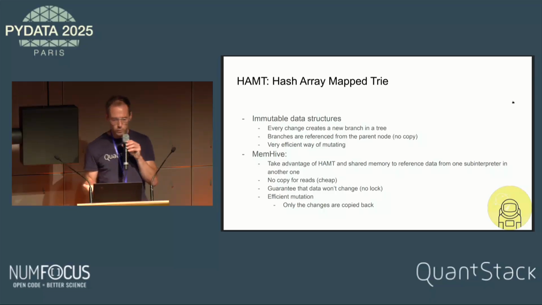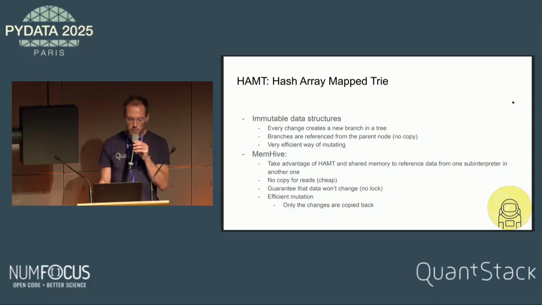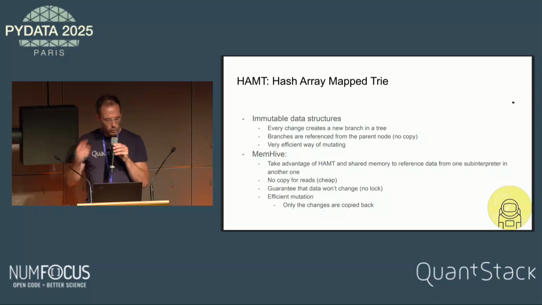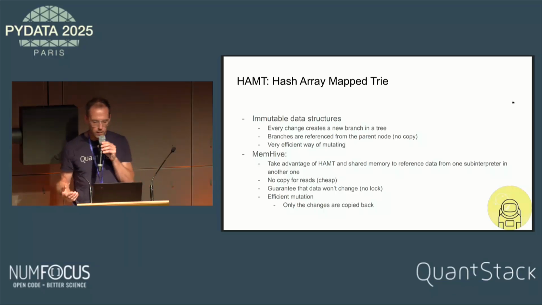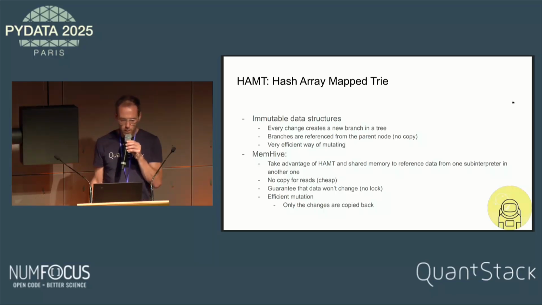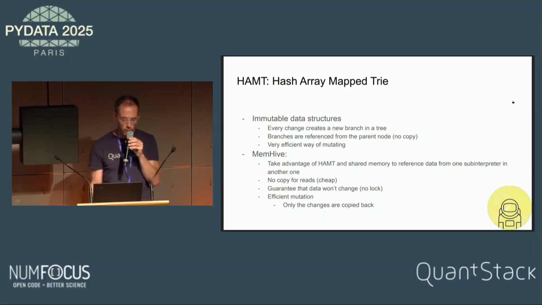Yuri actually used another algorithm in Memhive, which is called HAMT, for hash array map tree. This is based on immutable data structures, where every change creates a new branch in a tree, like a diff, a patch to the original data structure. The branches are referenced from the parent node, so it means there is no copy for reading, and you can actually have mutation on top of these immutable data structures, and it's implemented in a very efficient way.